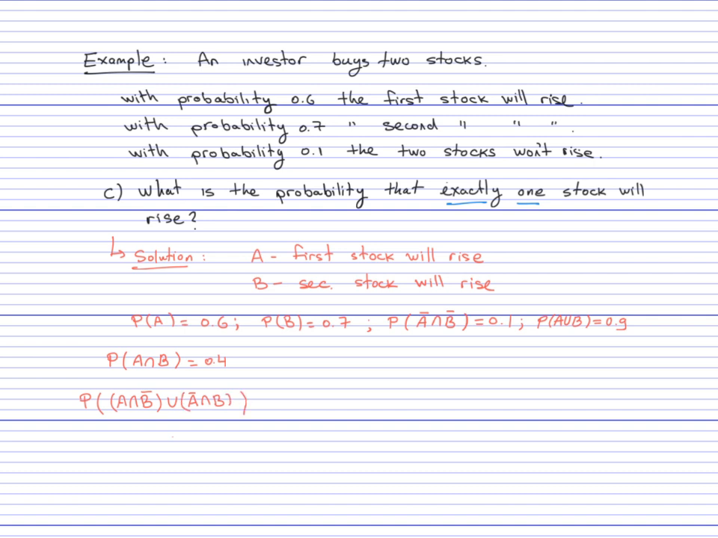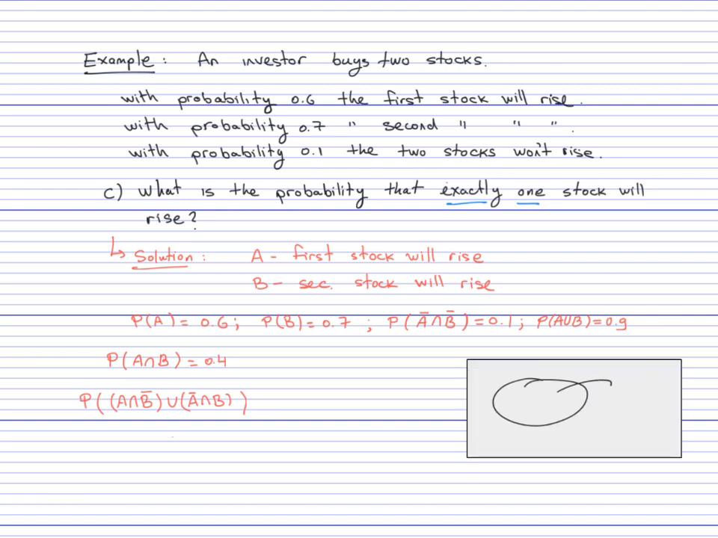Now, let's see how those two events look in the Venn diagram. Okay, so here is A, here is B. A and not B, that's the red area here. B and not A, that's the blue area here. From here, I hope that you notice that those two areas are disjoint. And therefore, according to axiom 3, we can split it into 2.